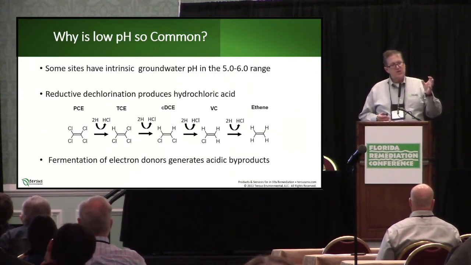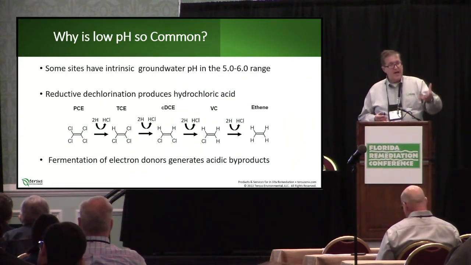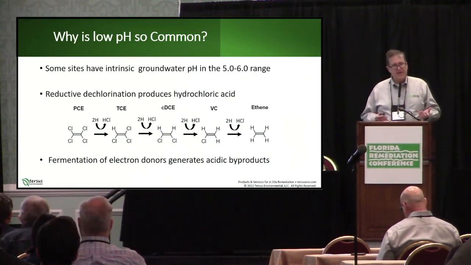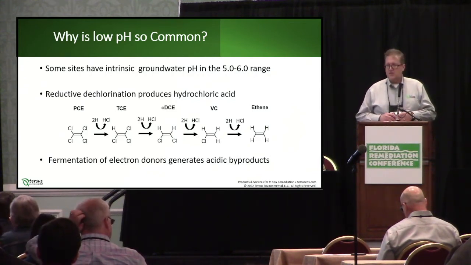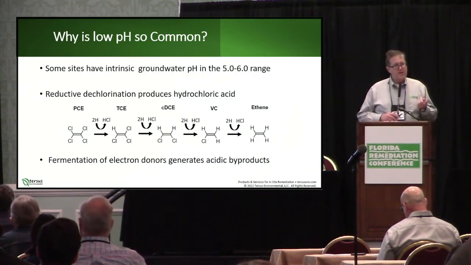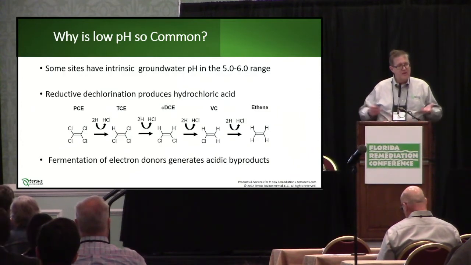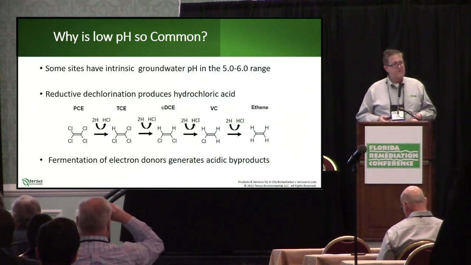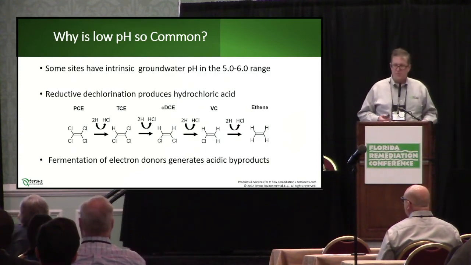So why is pH also a concern? The production of volatile fatty acids will release acids from the fermentation, and also the reductive dechlorination produces acids. So, for example, 1 mole of PCE, if we degrade that all the way to ethene, is going to create 4 moles of hydrochloric acid. So the process of reductive dechlorination produces acids at a site, which then drops your pH.